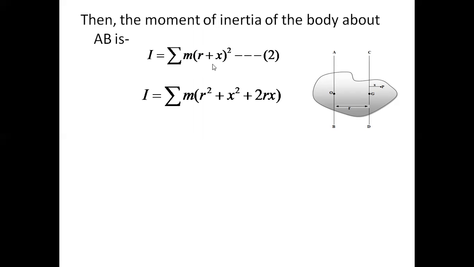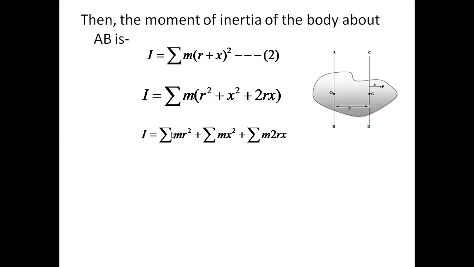Now expand this by using the (a plus b) whole square formula. Then this is equal to sigma m into (r square plus x square plus 2rx). Now remove the bracket, that is sigma m r square plus sigma m x square plus sigma m into 2rx. In this equation, for sigma m r square, since r, the separation between the two parallel axes, is the same, it does not change here.